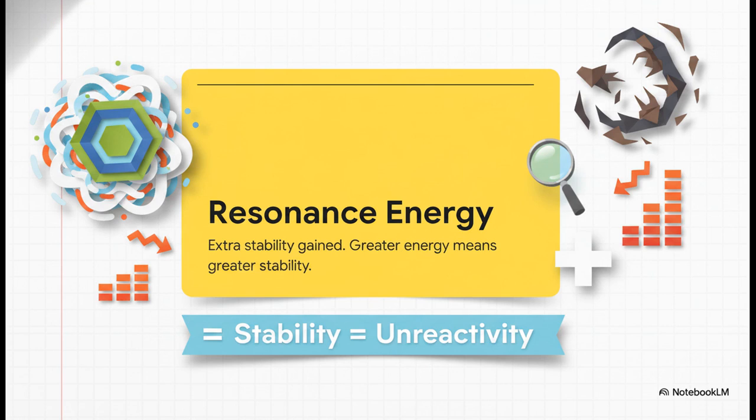So, what about resonance energy? Well, the crucial point here is that a greater resonance energy directly translates to a much more stable molecule. It's essentially the mathematical difference between the energy of the real molecule, our hybrid, and the theoretical energy of the most stable individual resonance structure you could possibly draw. A high resonance energy basically means the molecule is highly unreactive and very, very happy just the way it is.